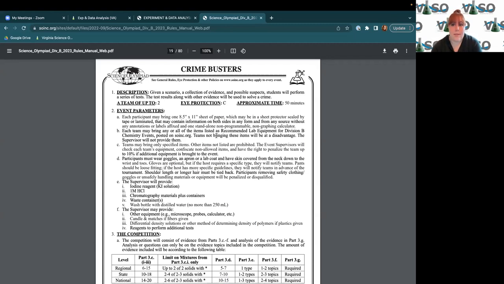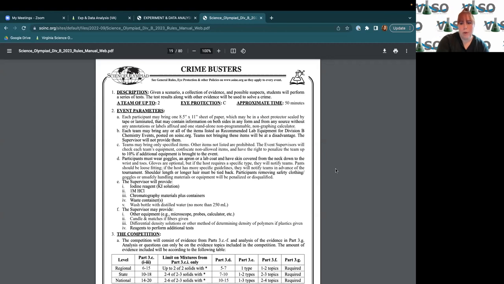And then it says eye protection, and it says C. This means that students will have to bring goggles to this event, and they are of a particular type of goggle. And I will show you where in the rule book we can find that information. But effectively, this is going to be chemical splash goggles that are indirectly vented. There may be other information there for different events, such as Impound, but that will vary, obviously, whether it's a build event or not.